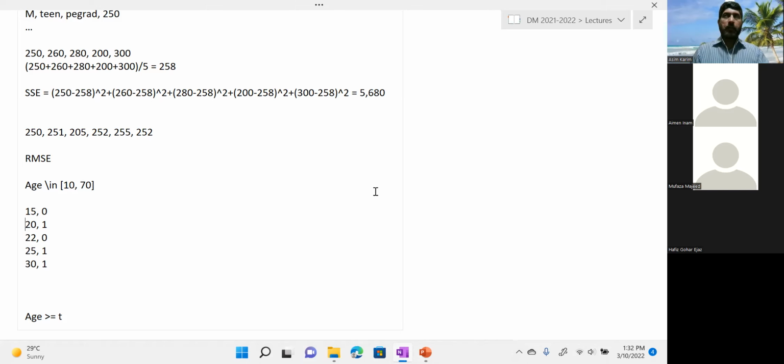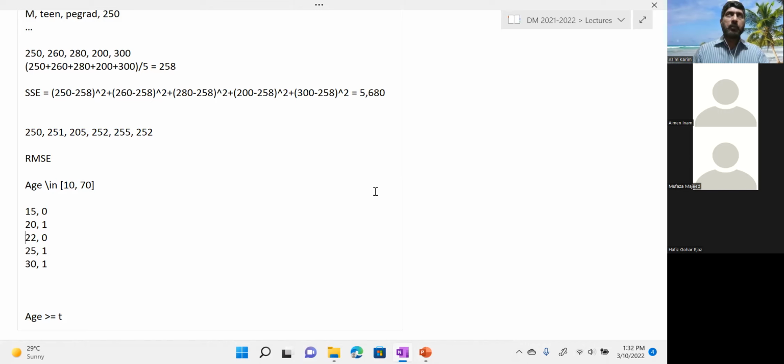So there's a change in value between 15 and 20. One possible value for the threshold is some value between 15 and 20, let's say 17.5. And then there is also a change in value between 20 and 22. So another possible threshold is 21, between 20 and 22.